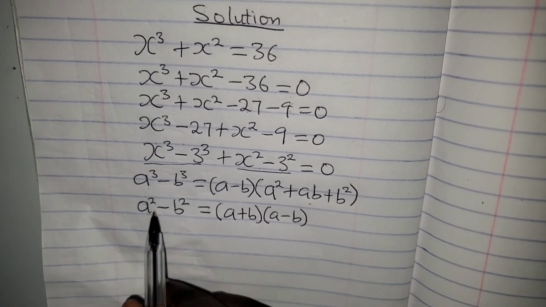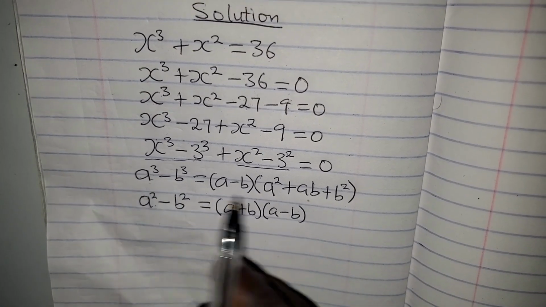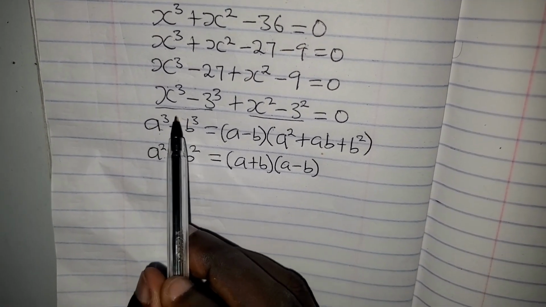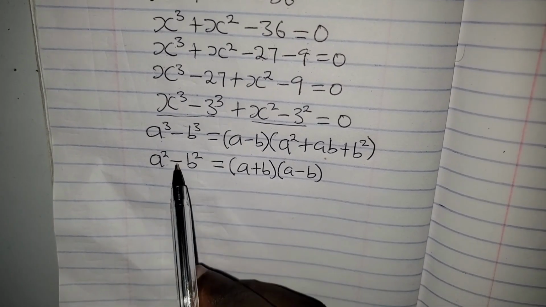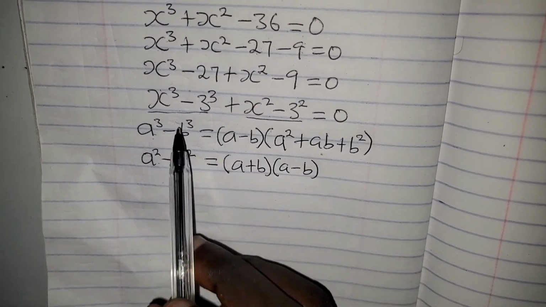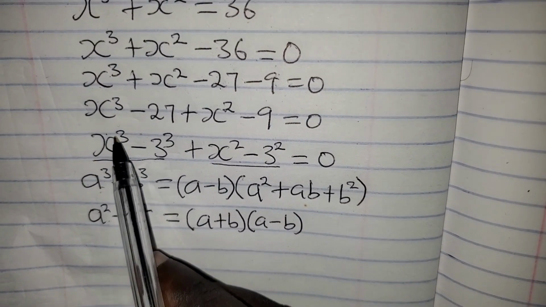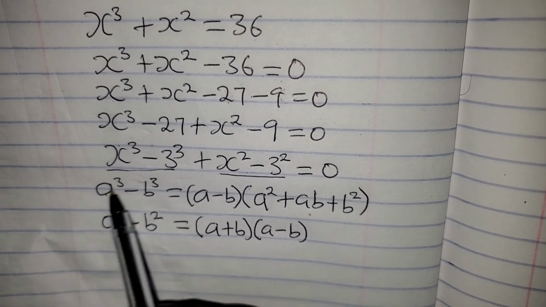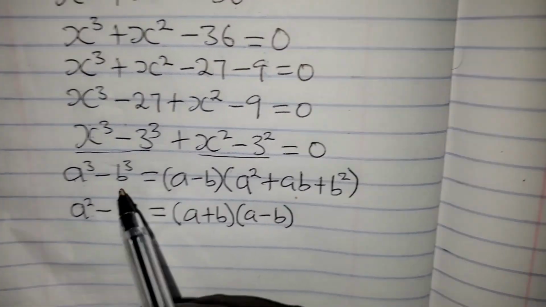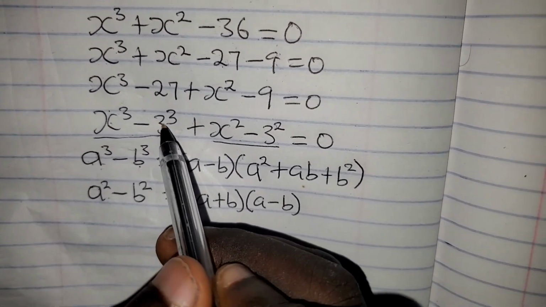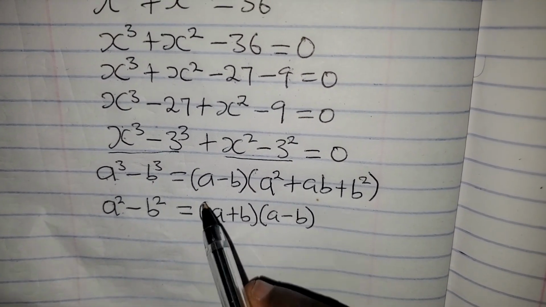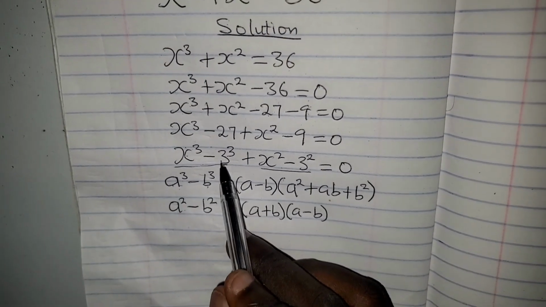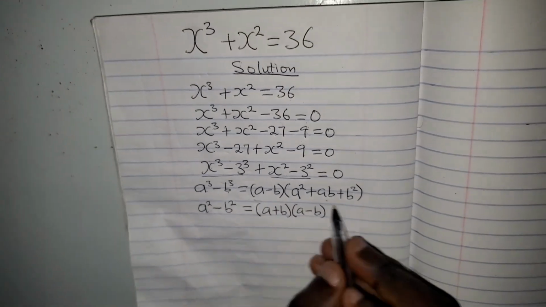If I expand this bracket, I will get this. If I expand this, I will still get this. Okay, now this tallies with this, while this tallies with this. So what if I compare this and this together? My a here is equal to x, while my b here is equal to 3. So anywhere I see a, I will replace it with x, and anywhere I see b, I will replace it with 3.